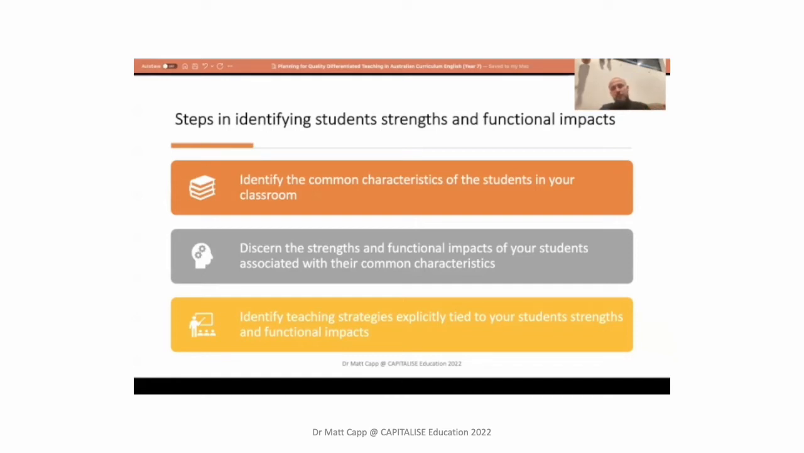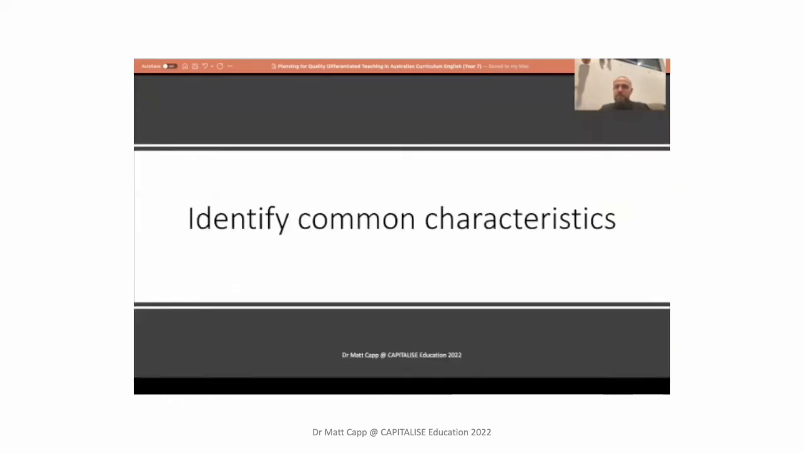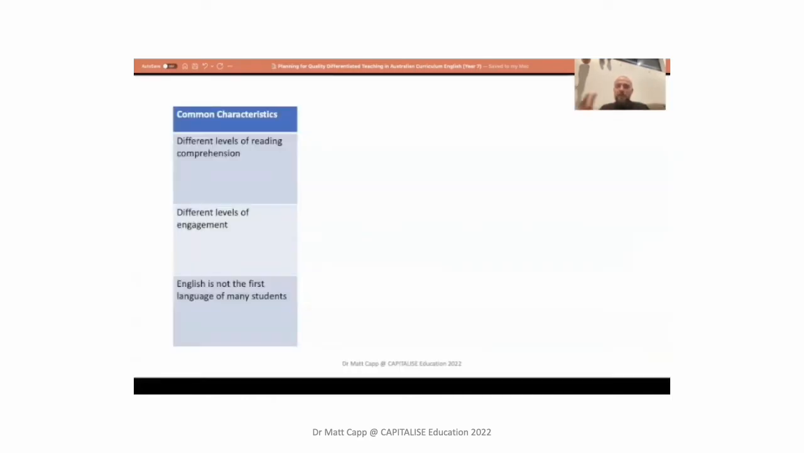And that's where the universal design for learning framework comes in. So let's have a look at how we do that. I always find that thinking about 3 common characteristics is a good way to start. So if I think about my class, I've got kids with different levels of reading comprehension. I've got kids with different levels of engagement, and I've got a large number of students who don't have English as a first language. So they're the common characteristics.